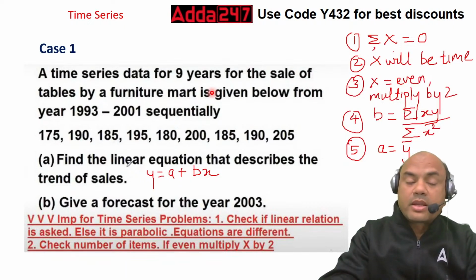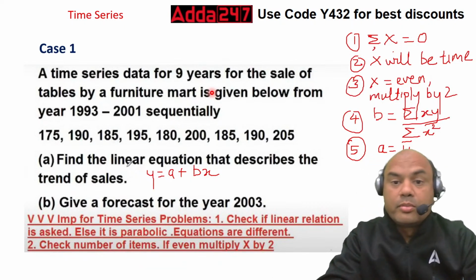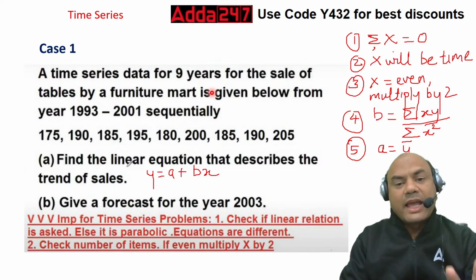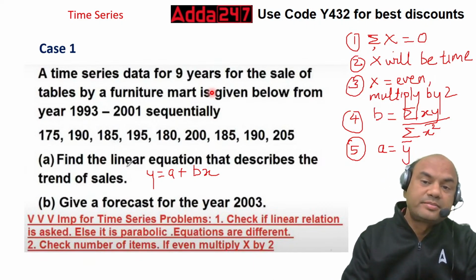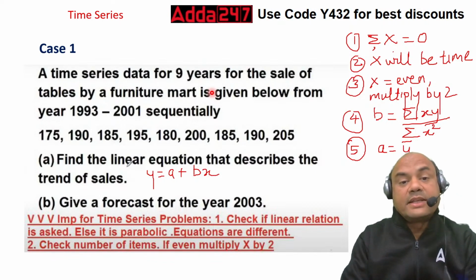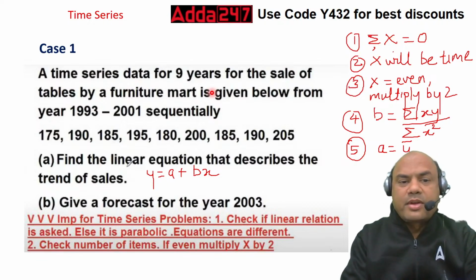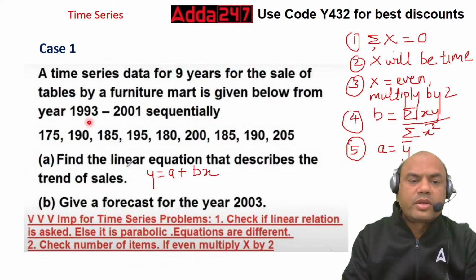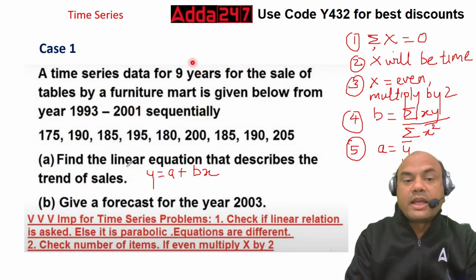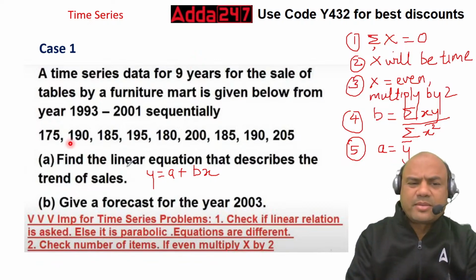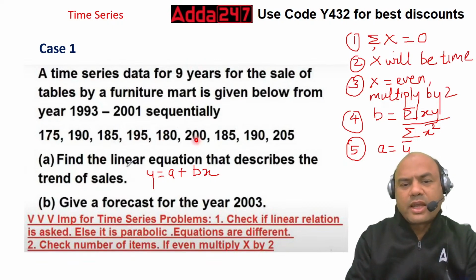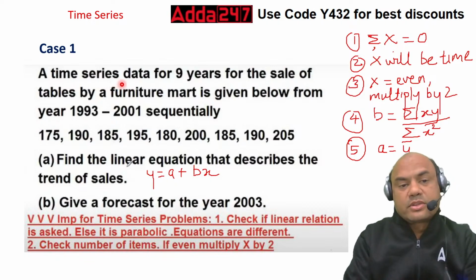Now let's study one very important numerical. The numerical will give you clarity. This numerical is as it is asked in the exam. Here I have taken 93 to 2001, which means 9 years of data. In the exam they will ask only 4 or 5 years of data, not 9. 9 years of data is not feasible for 5 marks. So let's study this numerical.